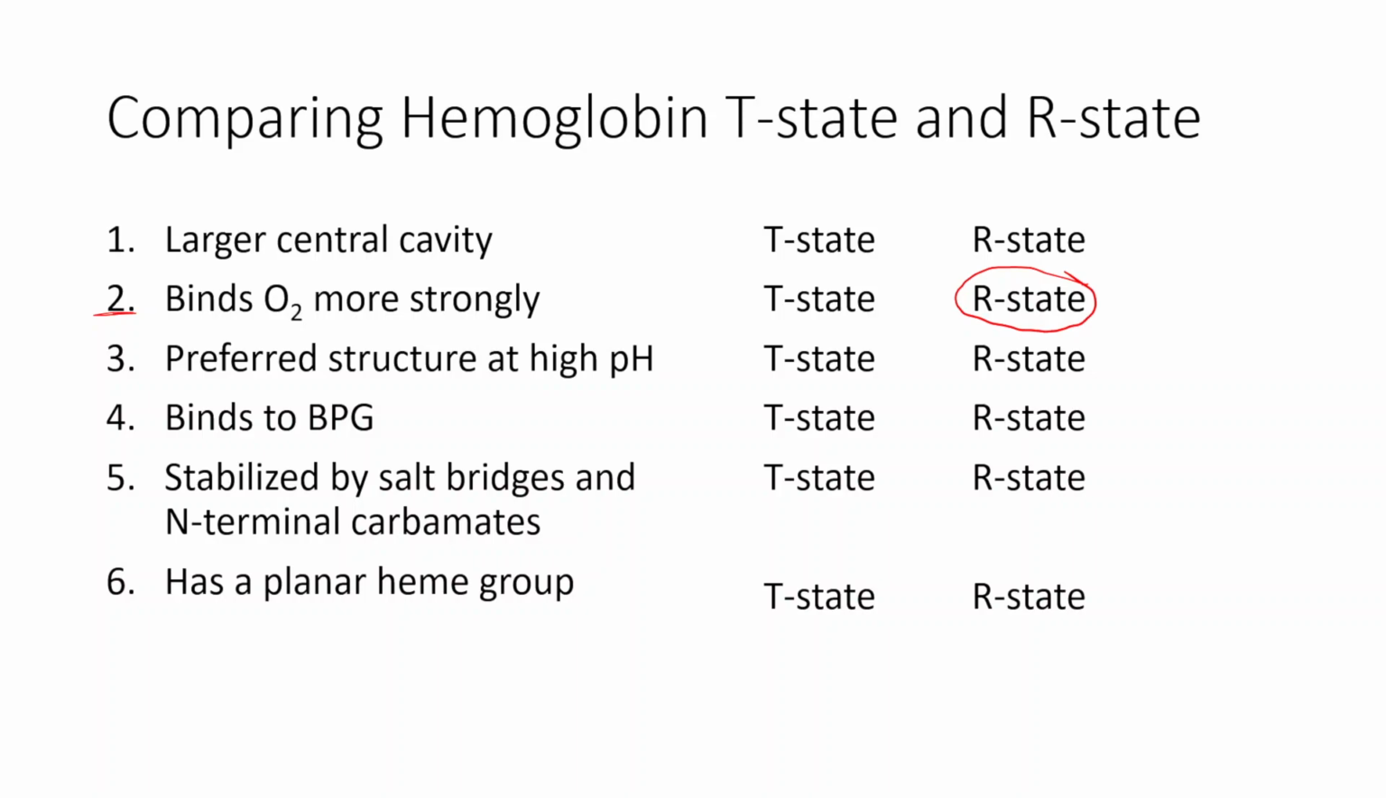And so I'm actually going to skip over now to number 6, because the shape of the heme group is one of the more direct causes of what helps shift the whole subunit's shape from the T to the R state. So does anybody know which state has a planar heme group? I don't think I said this in the video, so nobody might know this, but you can guess. Yeah, it is the R state.